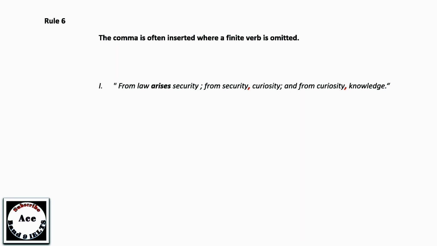Similarly, in the second sentence, it says, we three prepared the lunch. I cooked rice, Joy cooked meat. So he doesn't want to repeat the verb cooked. Instead, he uses a comma. So comma is a replacement. Comma is used instead of the finite verb cooked.